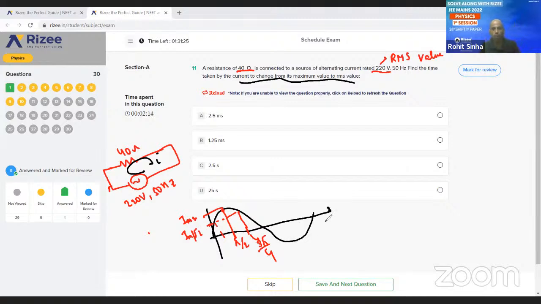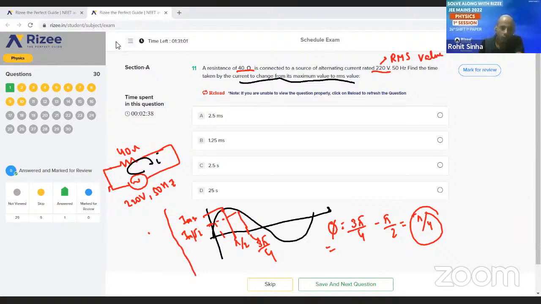So if we are discussing how much is the phase difference between the RMS value and the peak value, we can say the phase difference is 3 pi by 4 minus pi by 2. We'll get here pi by 4. Okay, we got the value of the phase difference. Now what we can do here? We have to find what? We have to find the time.